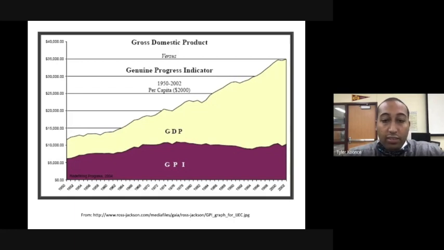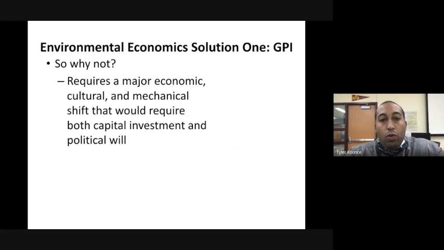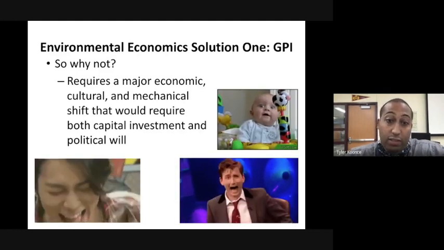If we look at this over time, you can see the difference in what GDP shows us and what GPI shows us. So why not use GPI? Well, it requires a major shift away from money and capital investments. So politics is going to play a role in this, and it might be a little difficult to do.